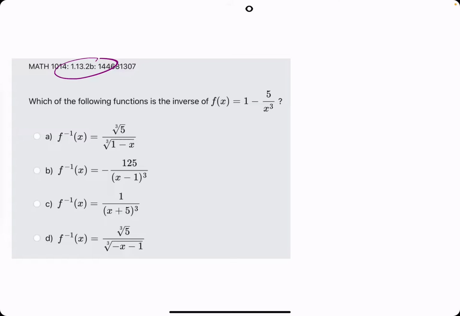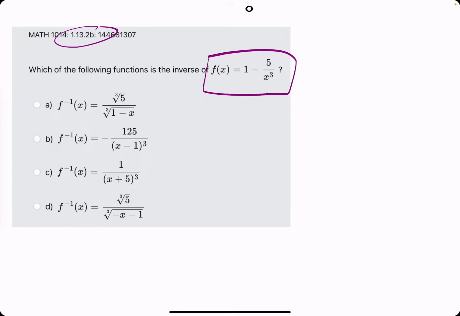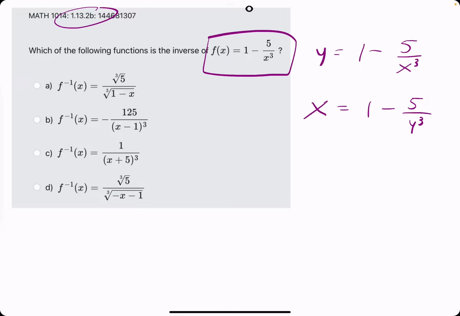I would recommend watching 113.2a because I'm going to speed through the inverse process, because we did it in that video. So first step, rewrite f of x as y. So y is equal to 1 minus 5 over x cubed. Now swap x and y, so x equals 1 minus 5 over y cubed. Now our goal is to solve for y. So first step, subtract the 1. x minus 1 equals negative 5 over y cubed.